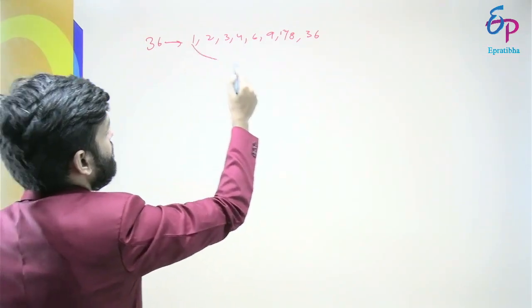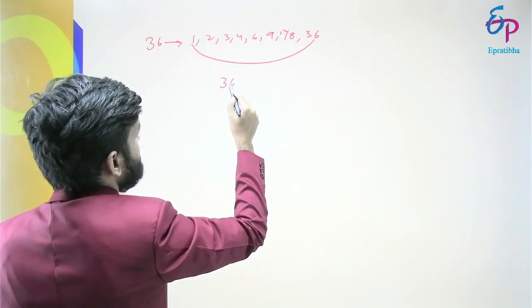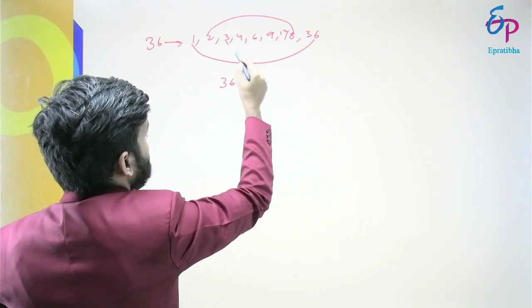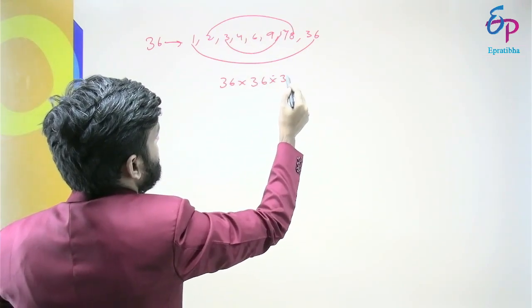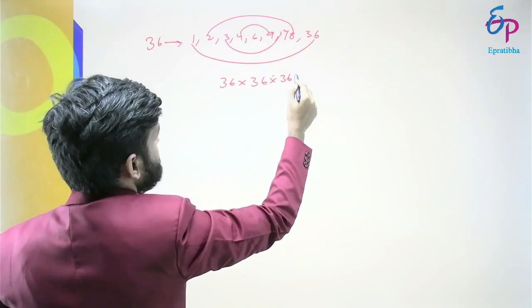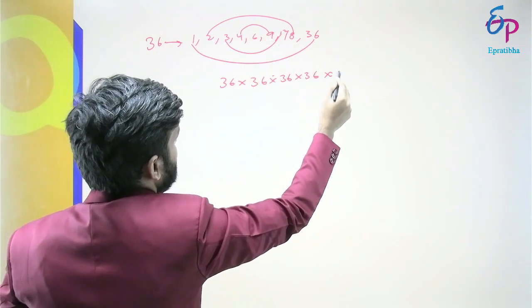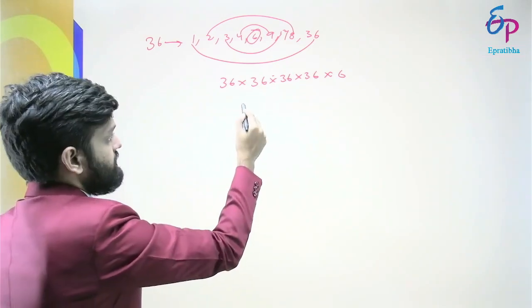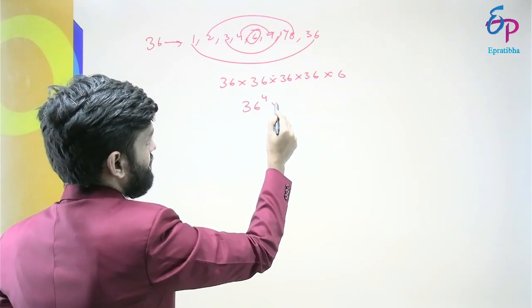So 1 into 36 is 36. 2 into 18 is also 36. 3 into 12 is also 36. 9 into 4 is also 36. And there is one number which is 6. So what is the answer? It is nothing but 36 power 4 into 6.